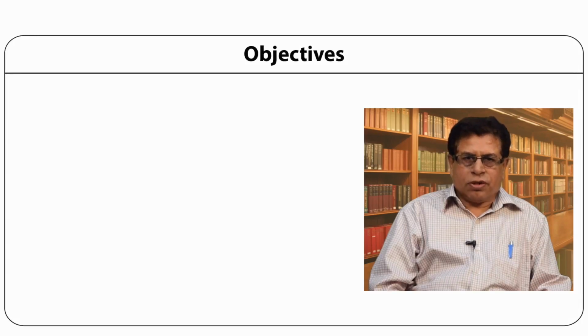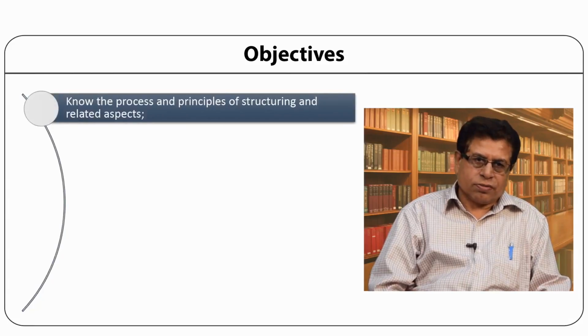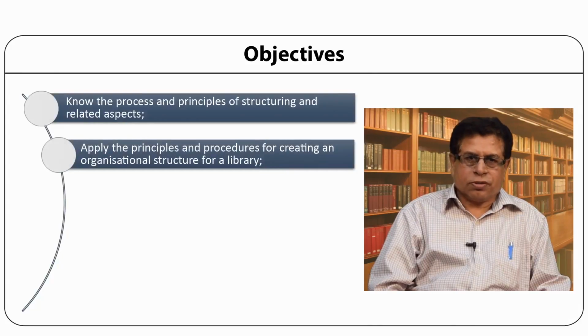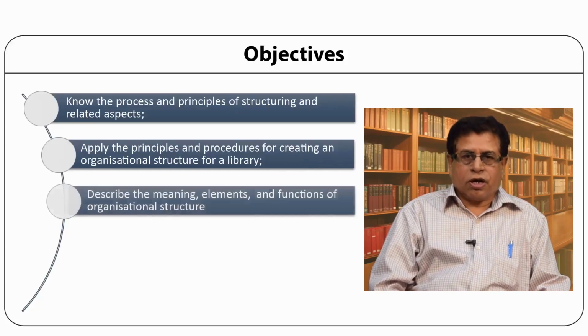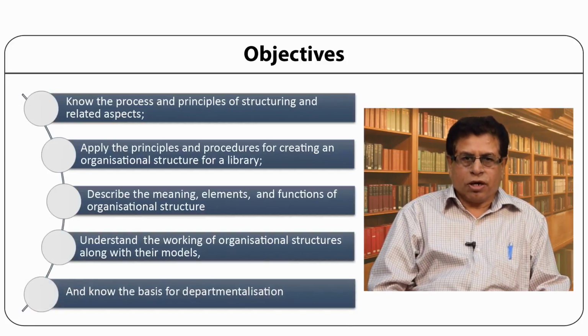First of all, the main objective is to know the process and principles of structuring and related aspects, and apply the principles and procedures for creating an organizational structure of a library, describing its meaning, what are the elements, what are the functions of the structure, so as to understand the working of the structure along with their models and know the basis for departmentalization.